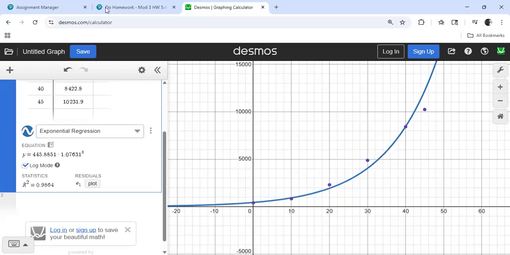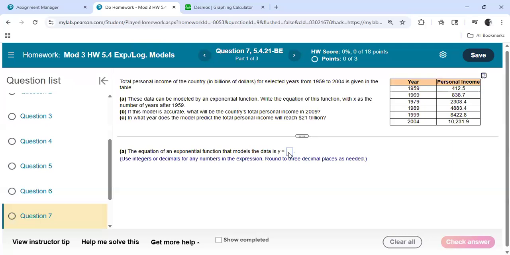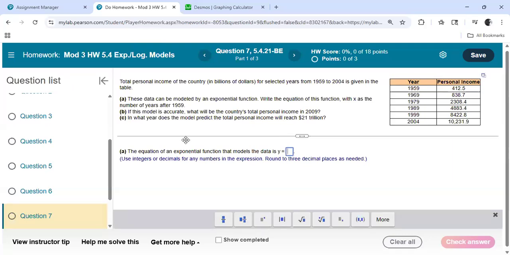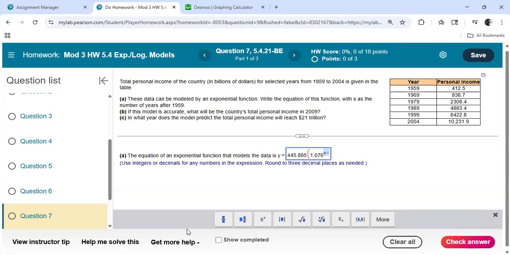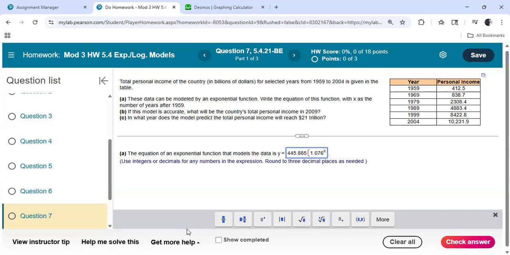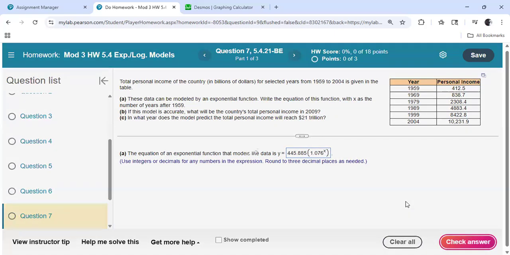All right, so give me a chance to go put that into my first one so we can get to the next value. So the first value is 445.885 times, and the base is 1.076. We're going to raise that to the power of x, because we're in our exponential regression function. Okay, so when you have an exponential function, your variable is in the exponent. So that's what it is. Let's see if I rounded correctly.